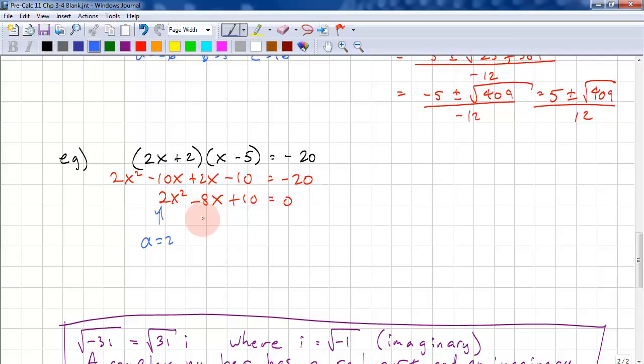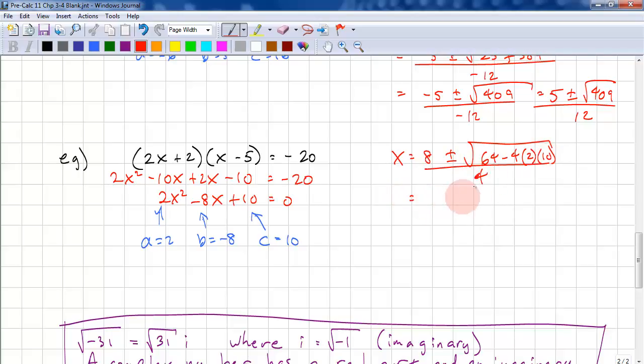Again, write these out until you get used to it. Otherwise, you'll make a mistake in your substitution. x equals minus b, that's 8, minus -8 is positive, plus or minus square root 8 squared, 64, minus 4 times 2 times 10, all over 2a, that's 4. 8 divided by 4 is 2, plus or minus square root of 64 minus 4 times 2 times 10, which is 80, so we have minus 16 over 4.